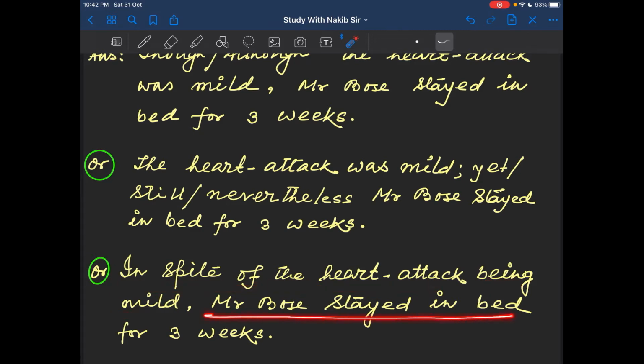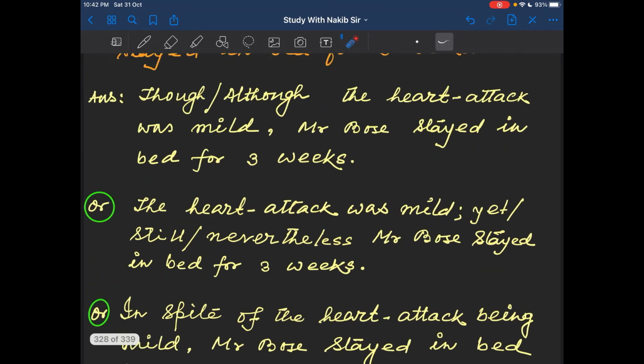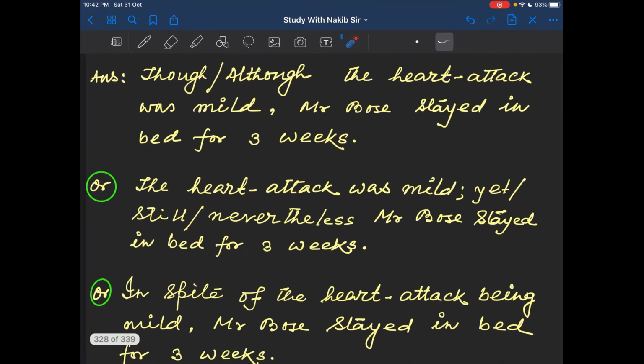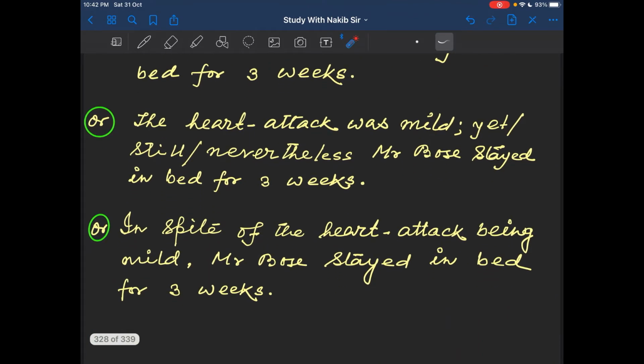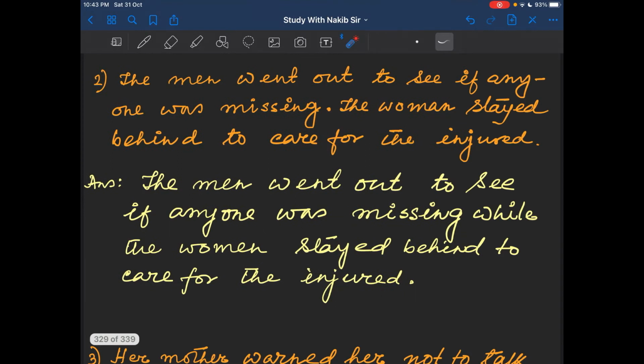Bose stayed in bed for 3 weeks. Okay. So this is the answer to your first question. 3 alternatives. You may choose any one you like. Now go to the second question.